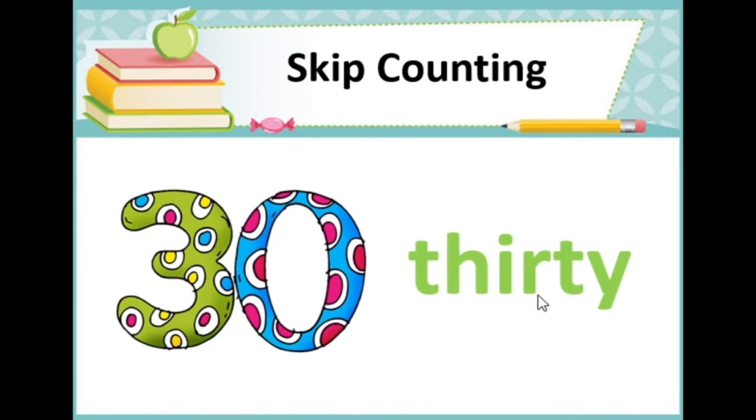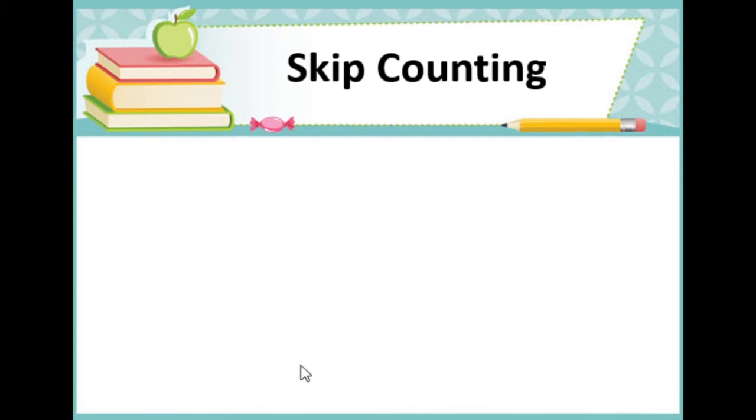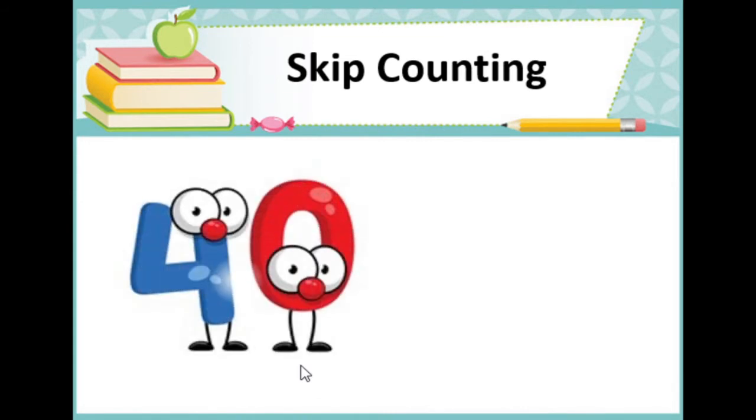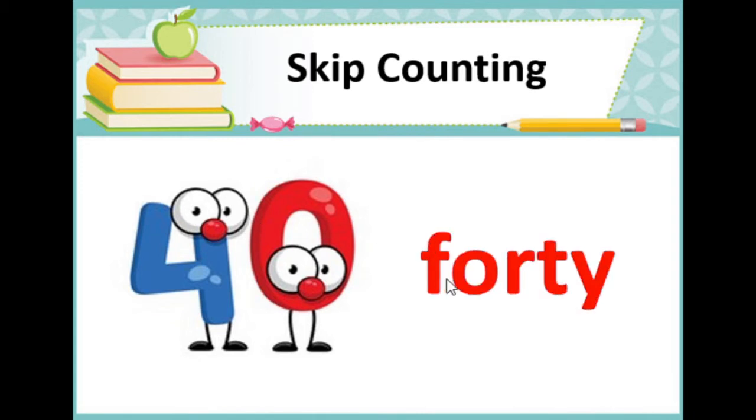Very good. Now, let's move on to the next number. Look at your screen, please. What number do you call the numbers which has 4 and 0? 4 and 0 makes number 40. Great job. 40. F-O-R-T-Y. 40. Very good. You got it right.